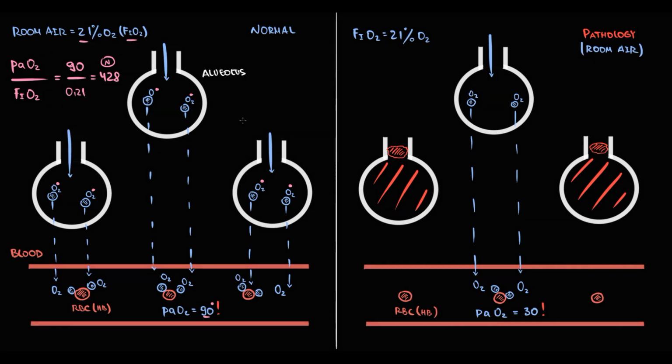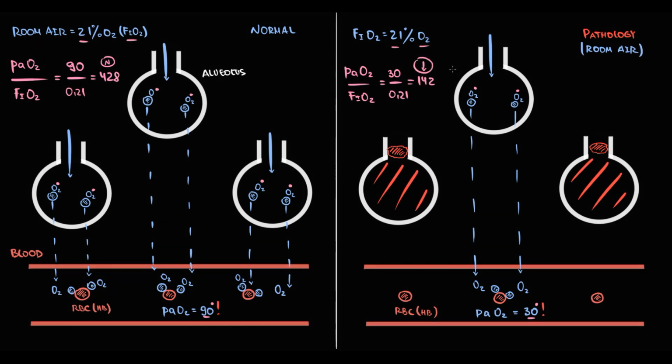In case of pathology, if we divide partial pressure of oxygen in the arterial blood, which is 30, by fraction of inspired oxygen, which is 21%, we get 142, which is below 300, so it's a pathology. But with the same room air, we already know that 2/3 of lungs are not working, simply based on oxygen pressure in the arterial blood.